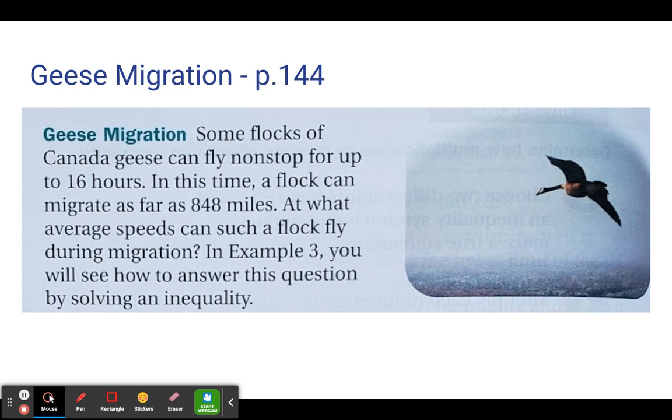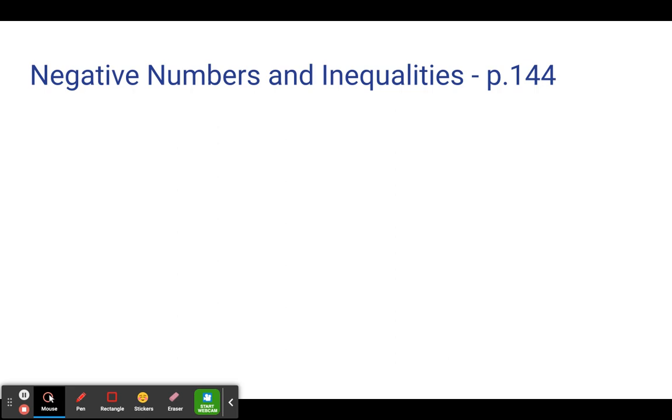16 hours is a long time. That's really far. They're working out there, those geese.